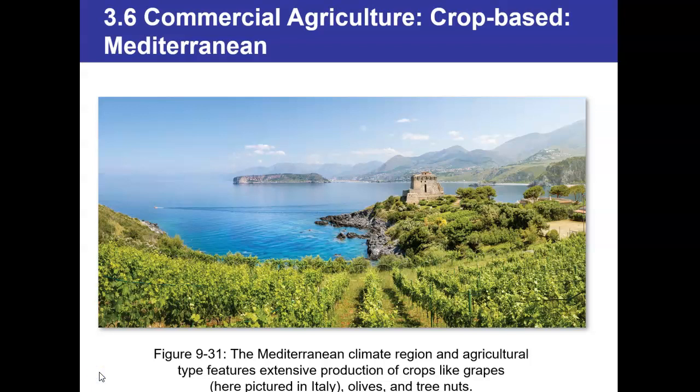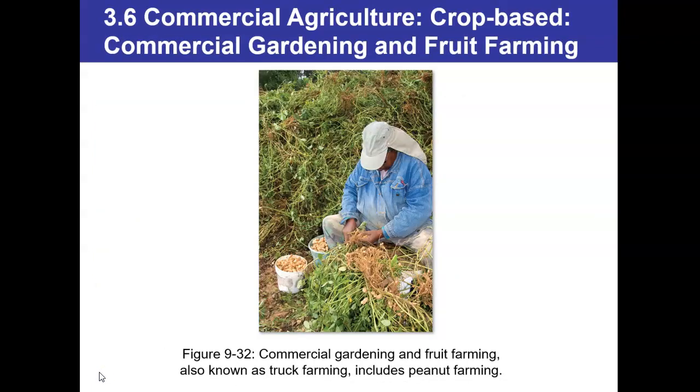Most crops in Mediterranean lands are grown for human consumption rather than for animal feed. Horticulture, for example, is the growing of fruits, vegetables, and flowers, and this is most common in the commercial base of Mediterranean farming.